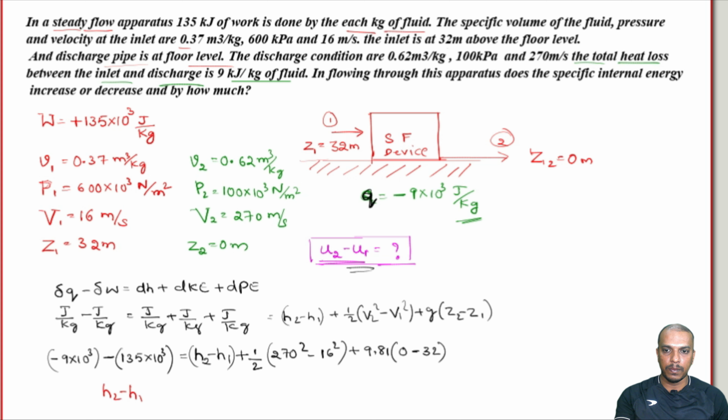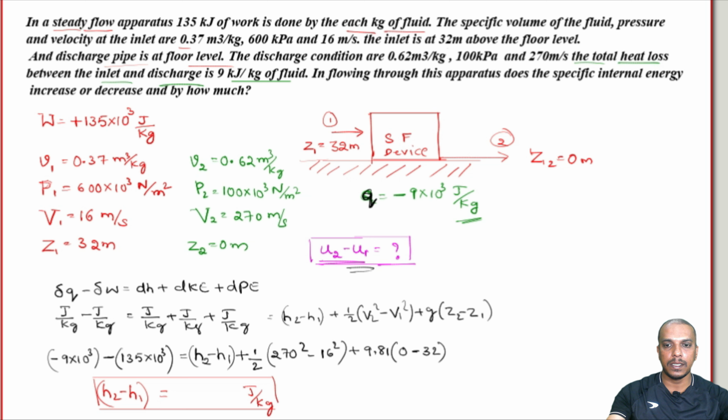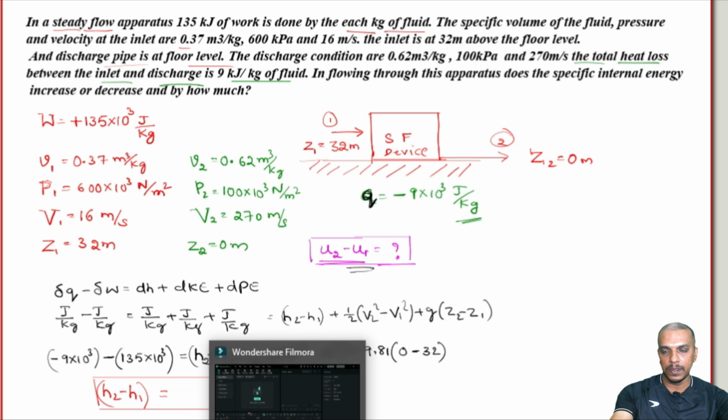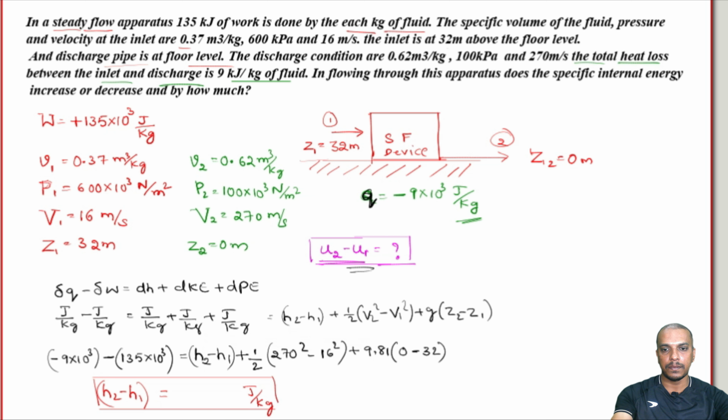So, I will substitute H2 minus H1 as X and I will get the answer for H2 minus H1, and remember we will get it in joule per kg because every other quantity is substituted in joule per kg, and this was supposed to be substituted in joule per kg. Alright.